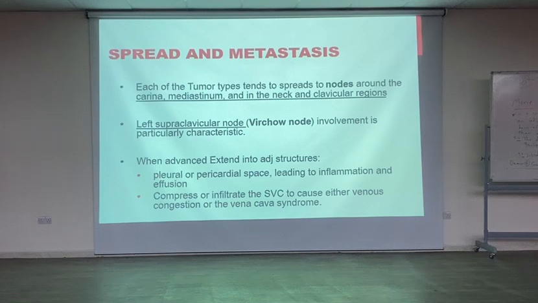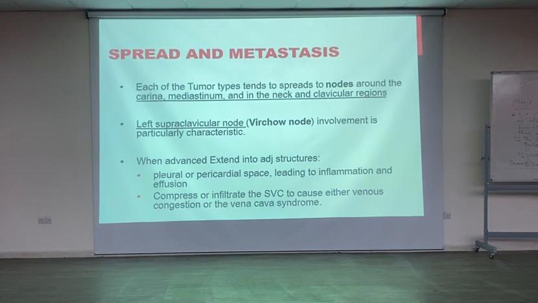Now, the involvement of some lymph nodes is considered characteristic, and this includes the left supraclavicular lymph node, also called Virchow node. Virchow node, or the left supraclavicular lymph node, is a lymph node located in this soft tissue area, in this triangle.